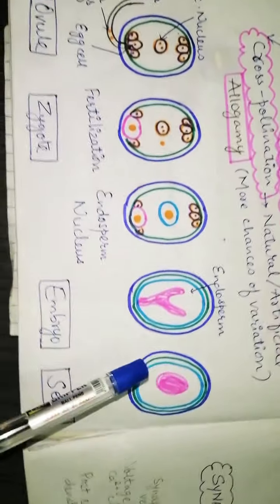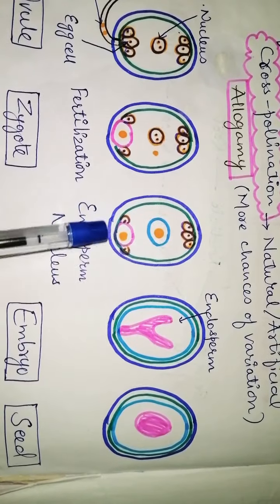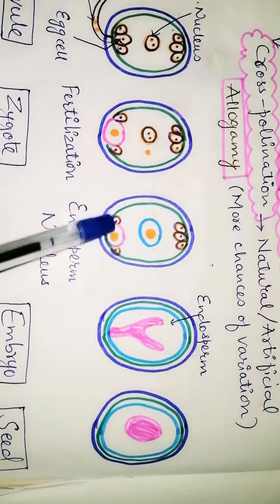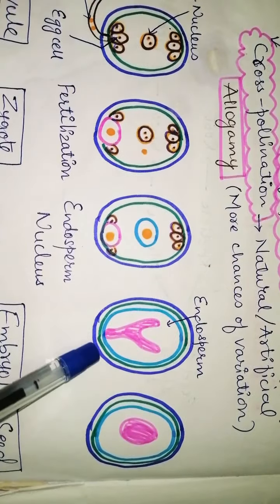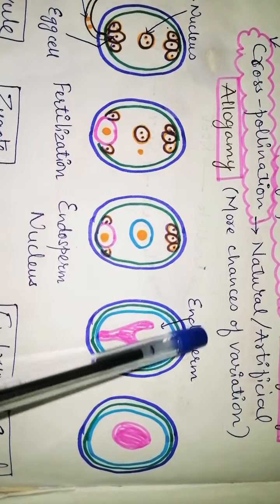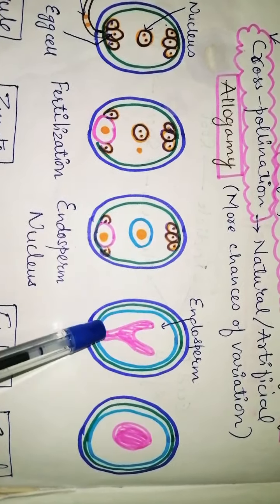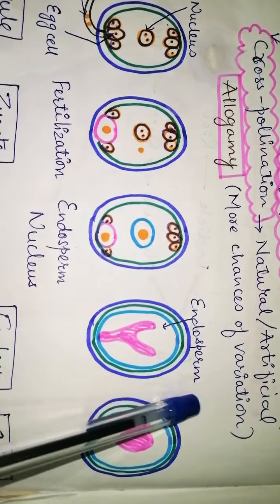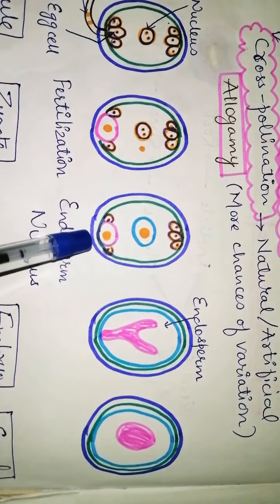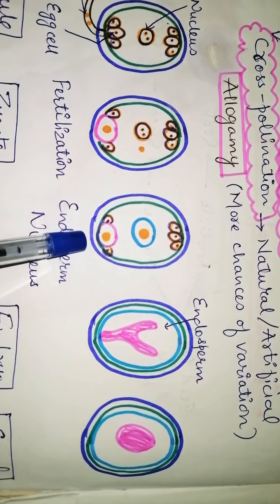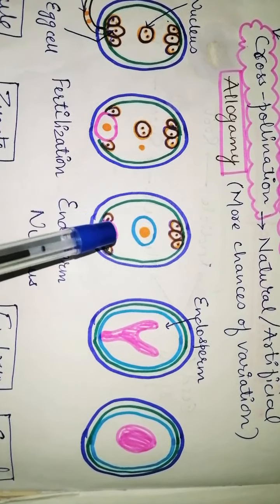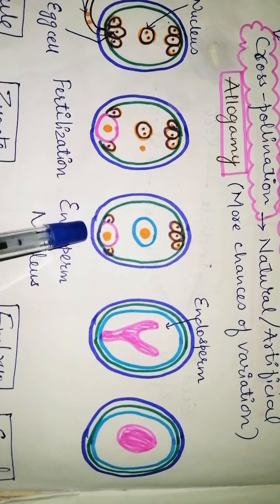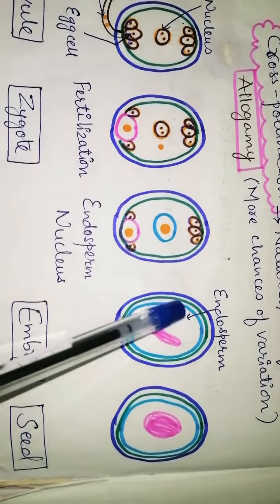Fine. Then what happens to this endosperm nucleus is it occupies the entire space in the ovule and it forms the endosperm. And what happens to this zygote? This zygote undergoes multiple cell divisions and it forms the embryo.